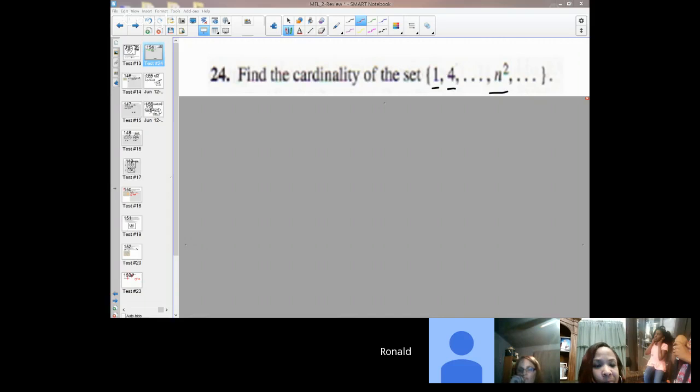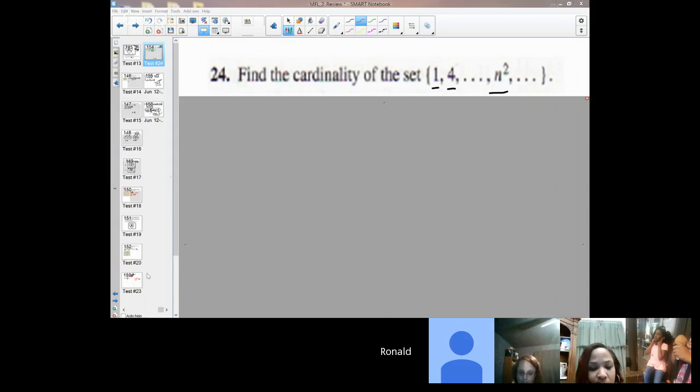Okay. So anyway, here's number 24. Find the cardinality of this set. Oh, that's the one we just did, isn't it? Did I do 24 by accident? Nope, you did 23. This one doesn't have the 144.